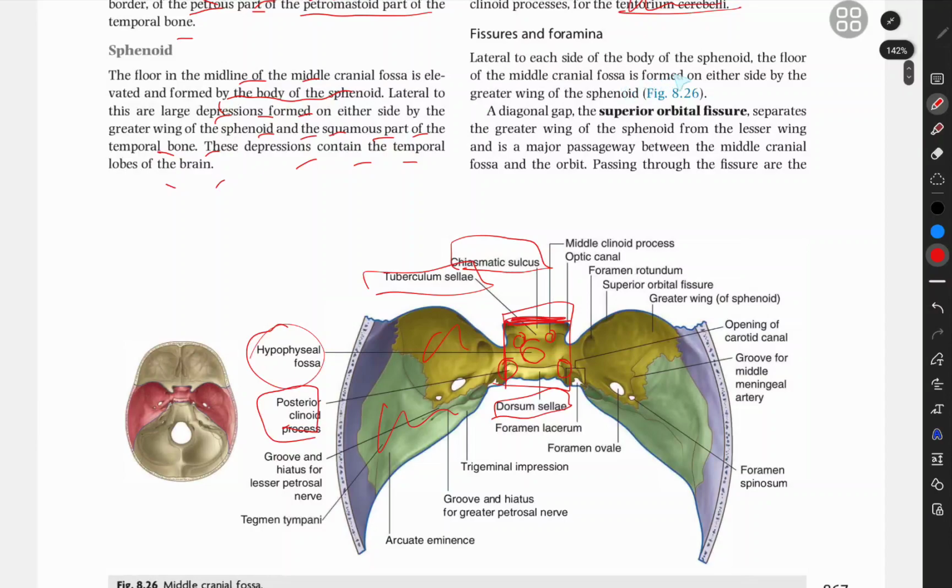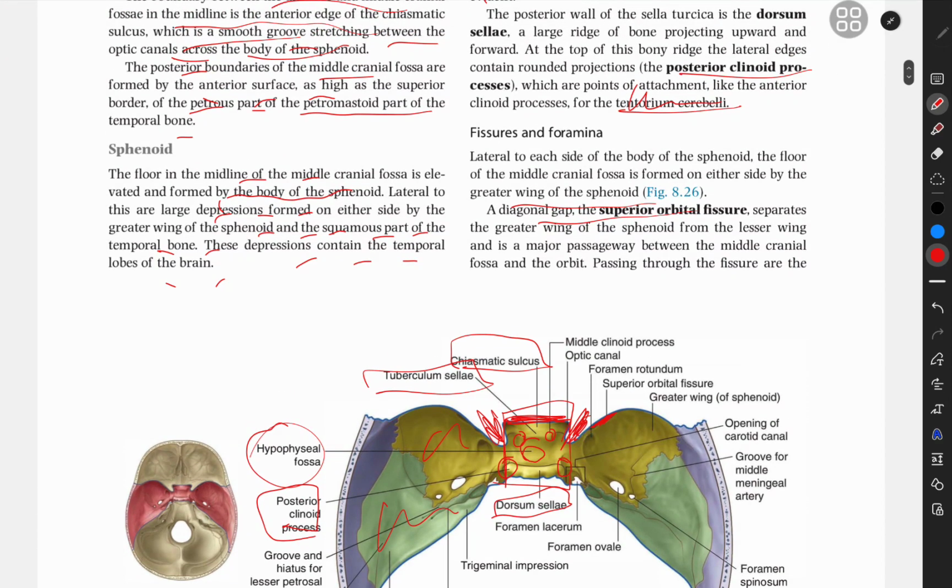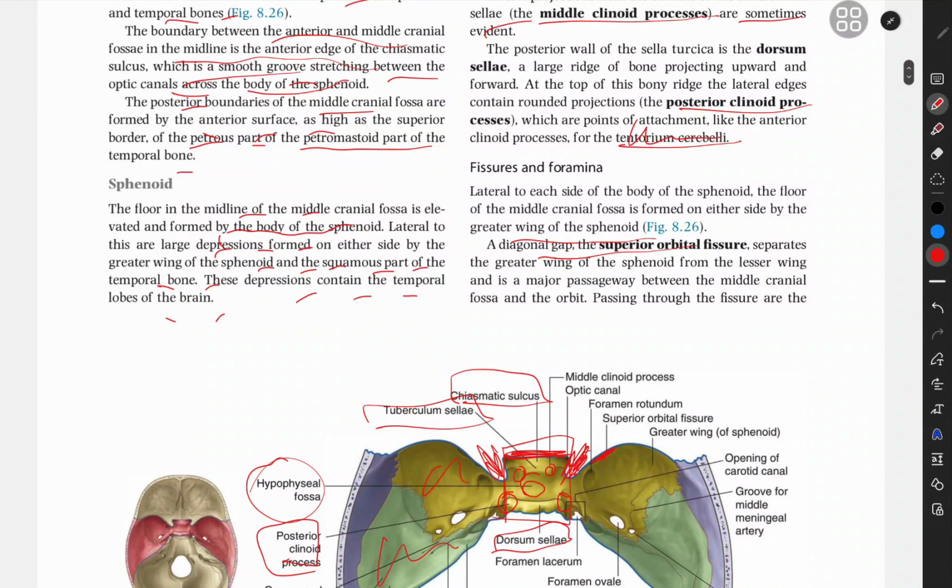Fissures and foramina lateral to each side of the body of the sphenoid. The floor of the middle cranial fossa is formed by the greater wing of the sphenoid, diagonal gap, superior orbital fissure. This is the superior orbital fissure, and here are the optic canals. Yeah, optic canals.